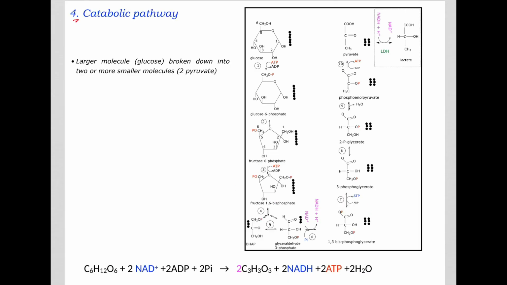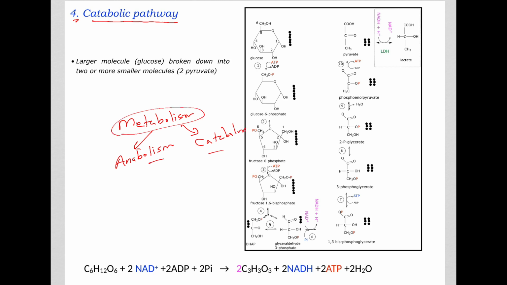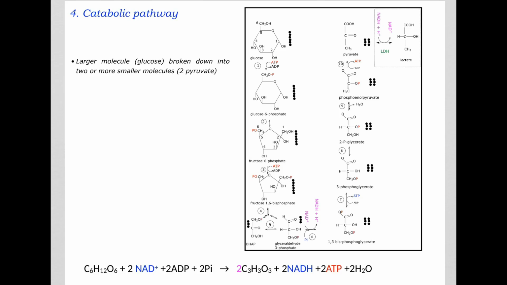Point number 4, glycolysis is a catabolic pathway. Now remember, when we use the word metabolism, we are basically looking at 2 aspects. One is synthesis or anabolism, and the other is breakdown or catabolism. So anabolism and catabolism make up metabolism. Glycolysis is a catabolic pathway.